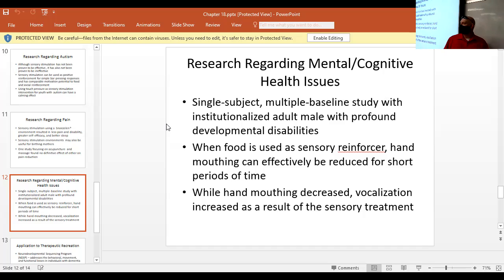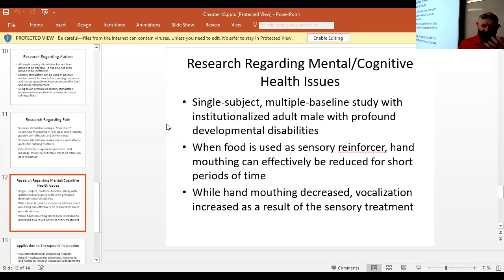So anything you can do to reduce hand mouthing, short of strapping gloves on their hands that have been dipped in apple cider vinegar or something, I mean, handcuffing them to keep them from doing it. You've got to be appropriate. Anything you can do that shows that it's going to cut this down is a positive. So with food, they're putting something else in their mouth that's appropriate when it's being used as a sensory reinforcer, and that's going to be, you know, taste is what you're working with there.